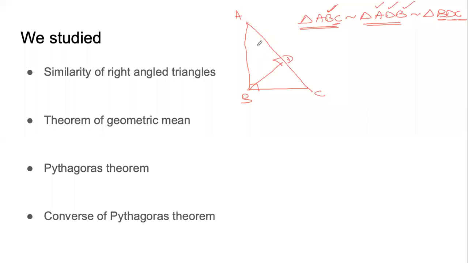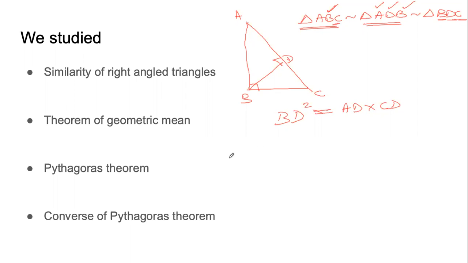After this, we studied the theorem of geometric mean, in which we said if we have the same situation, triangle ABC, which is a right angle triangle where angle B is the right angle, then BD is the geometric mean of AD and CD. So we can write BD square equals AD into CD. This is just another way of writing that BD is equal to square root of AD into CD. We combined these two results to prove the Pythagoras theorem.